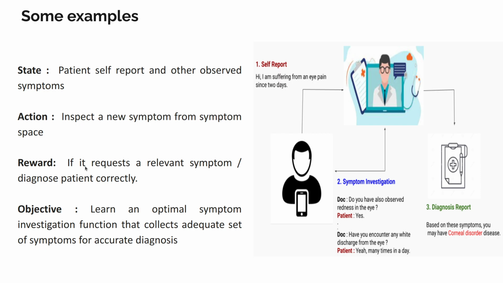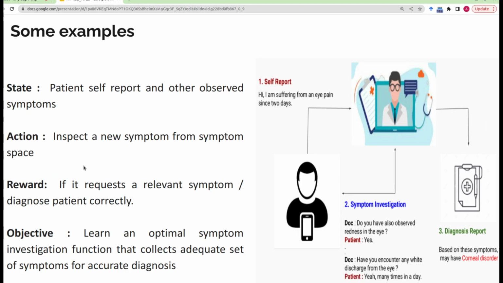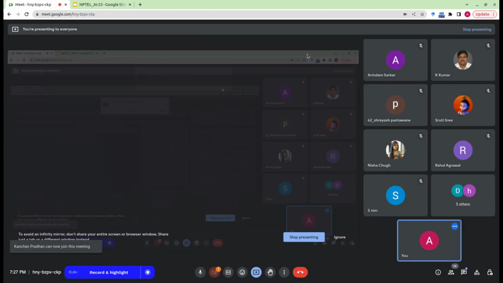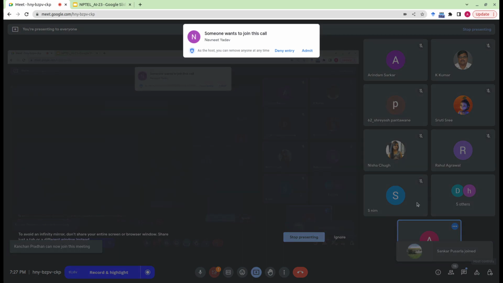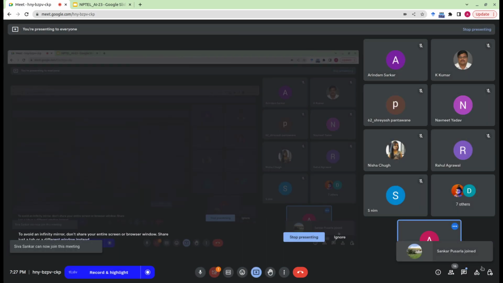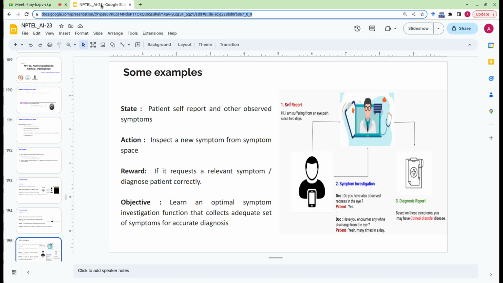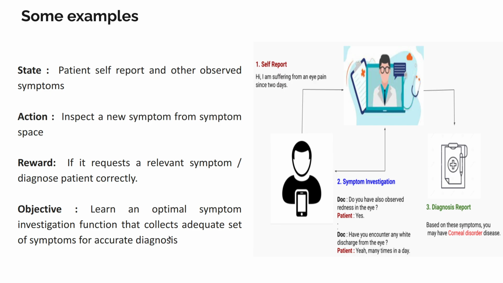What would be the objective? The objective would be finally to learn an optimal policy which can do symptom investigation and diagnosis.